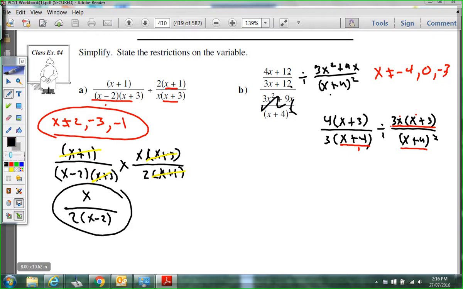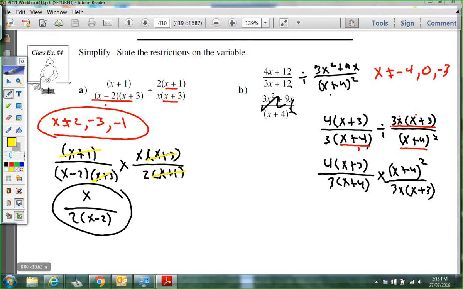So now we want to flip. 4 times x plus 3 all over 3 times x plus 4, times x plus 4 squared all over 3x times x plus 3. So now we can see we have an x plus 3 and x plus 3. Those are gone. Now you have 1 x plus 4 and you have 2 of them, so now this is a 1. So we are good to simplify now.